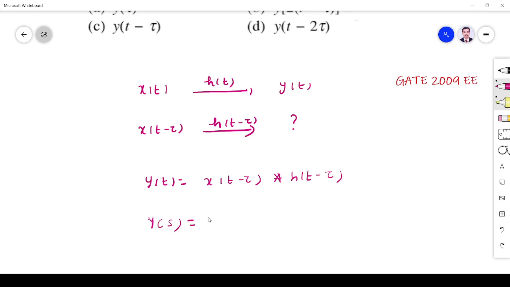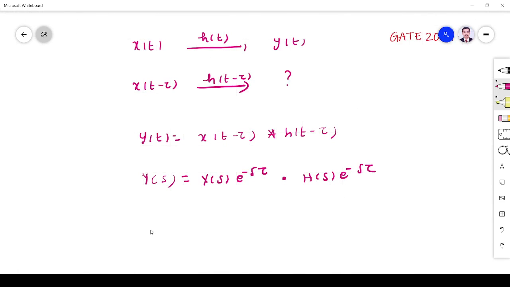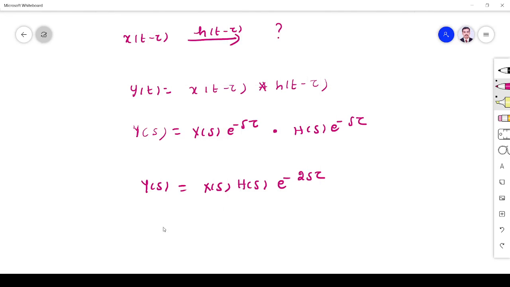So for x of t minus tau, Laplace transform is x of s e power minus s tau. Convolution will become multiplication. h of t minus tau is h of s e power minus s tau. So y of s is equal to x of s into h of s e power minus 2s tau. So from this, to get y of t, I take inverse Laplace.